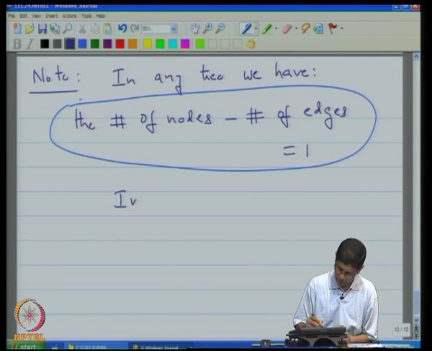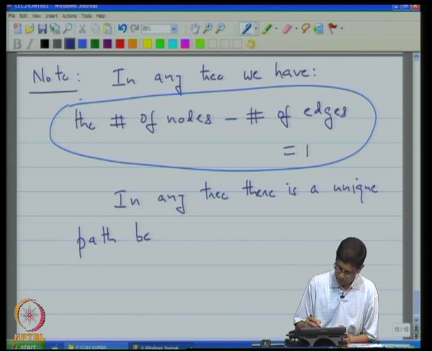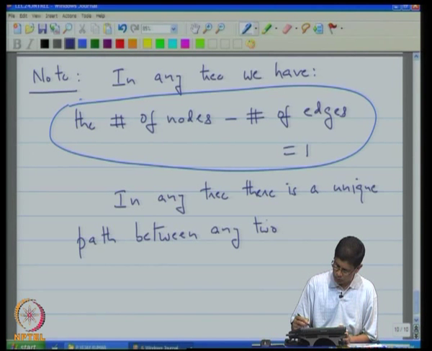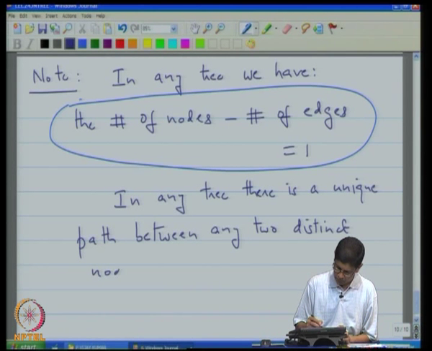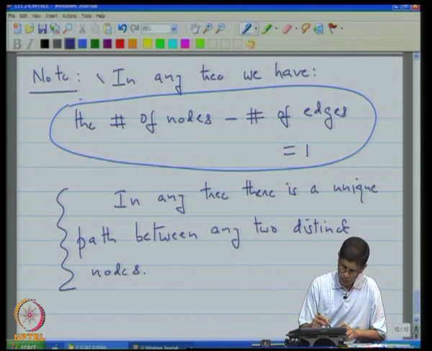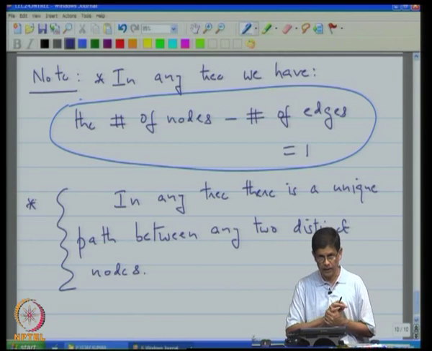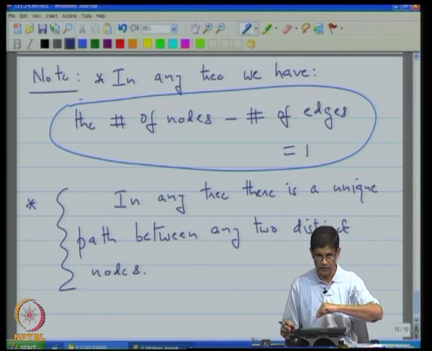In any tree, there is a unique path between any two distinct nodes. That is not hard to see, because supposing you had more than one path, then you would actually have a cycle, because you could go from node A to node B along one path and return by the other, and that would create a cycle.